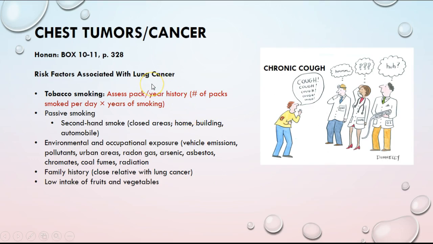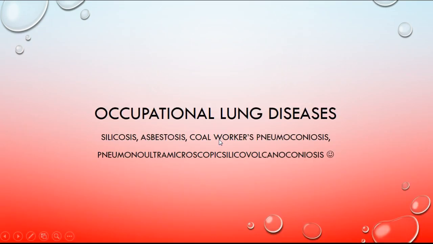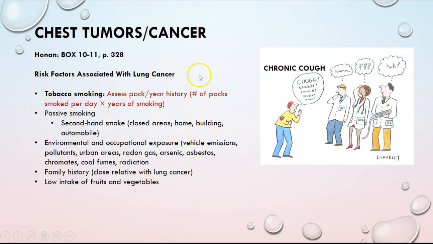So obviously, the number one risk factor with lung cancer is going to be tobacco smoking. Make sure you know how to assess a pack year history, which is basically the number of packs smoked per day times the years of smoking. Passive smoking is going to be your secondhand smoking, and environmental and occupational exposures, family history, and low intake of fruits and vegetables. Oh, and also, one of the hallmark symptoms is a chronic cough.